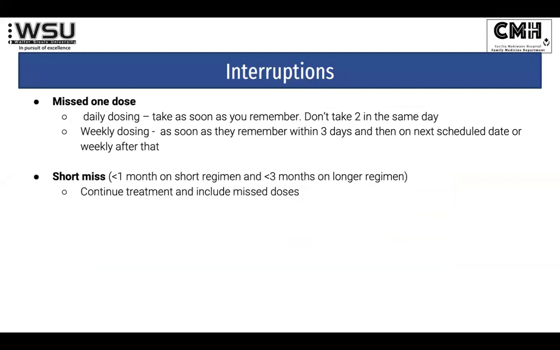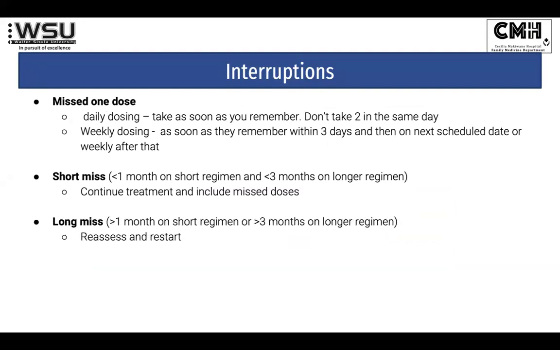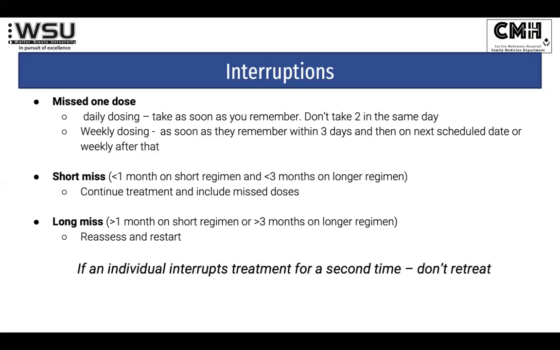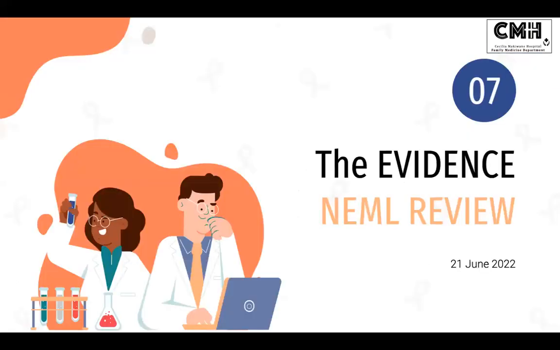And then they also talk about people who are defaulting. If they're missing less than a month on the shorter regimens or less than 3 months on the longer regimens, then you just include the missed dosages. But as soon as they've missed 1 month on the short regimen or 3 months on the longer regimen, then you will have to restart. And they do say if an individual interrupts treatment for a second time, then you won't give it again. So don't keep on trying. If they don't want to take it or they're not managing, then it's not worth it.